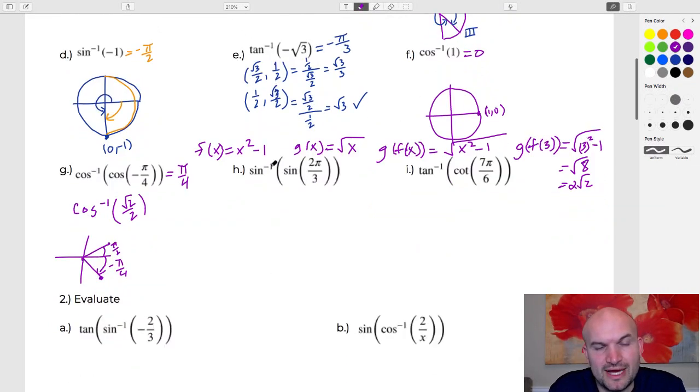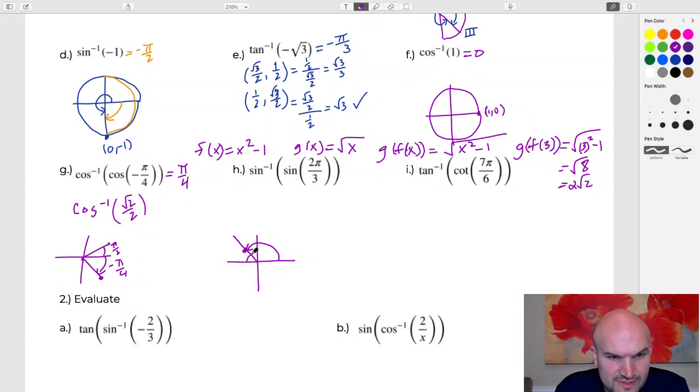All right, for the next one, I have sine of 2 pi over 3. So let's go ahead and evaluate. Let's go and sketch 2 pi over 3 real quick. So 2 pi over 3 is going to be over there. I figure what is the sine of 2 pi over 3? So that has the same reference angle as pi over 3, which is actually up there. And that point for this one is going to be square root of 3 over 2 comma 1/2.